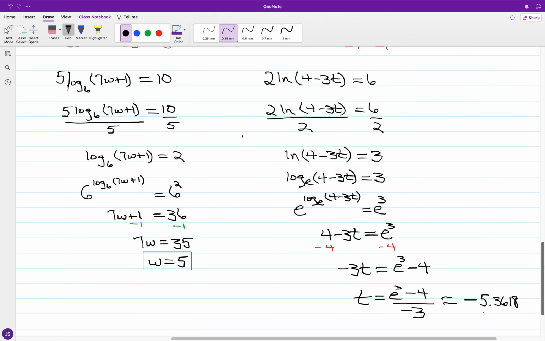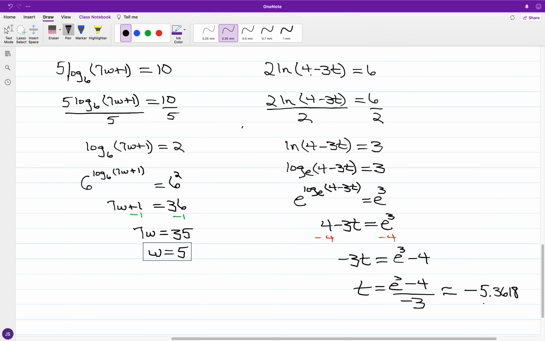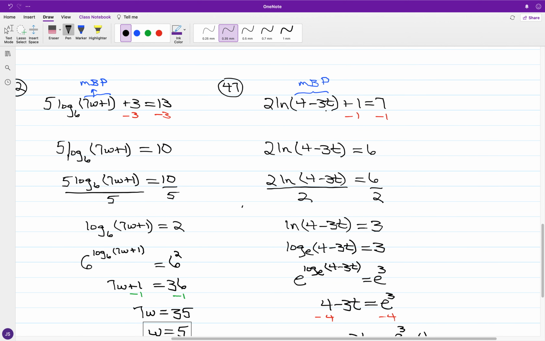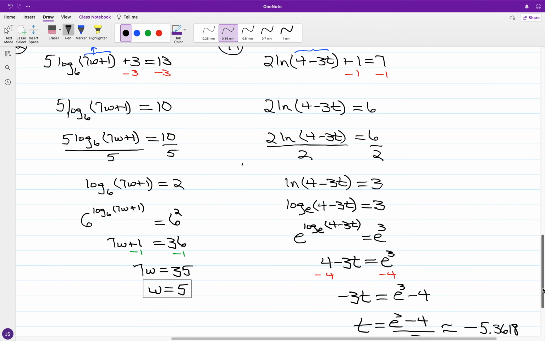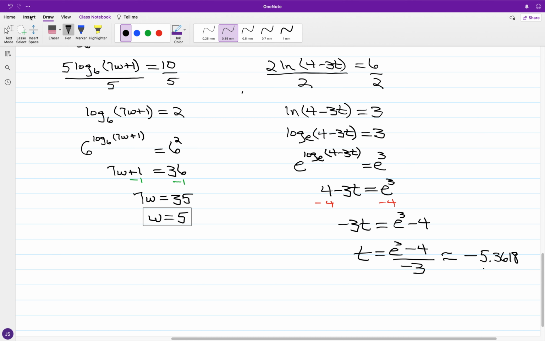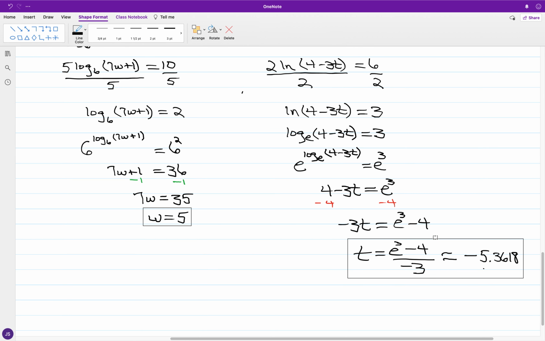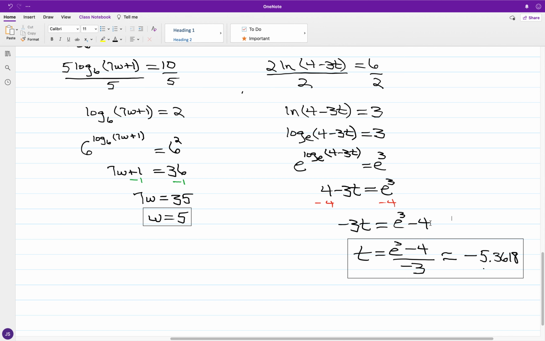And you can go back and check, whatever I have for 4 minus 3t must be positive. Guess what? Well, t is negative, a negative times a negative is a positive, and adding a positive 4 is going to be positive. So t is going to be this rather unusual value: e to the third minus 4 over negative 3. And as a decimal, you have about negative 5.3618. All right.